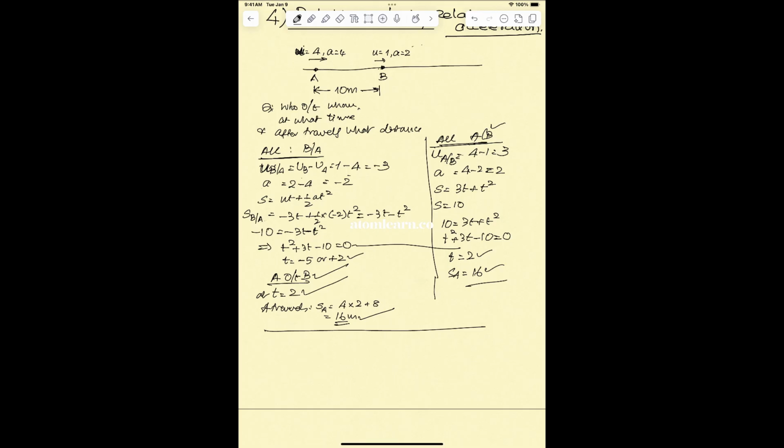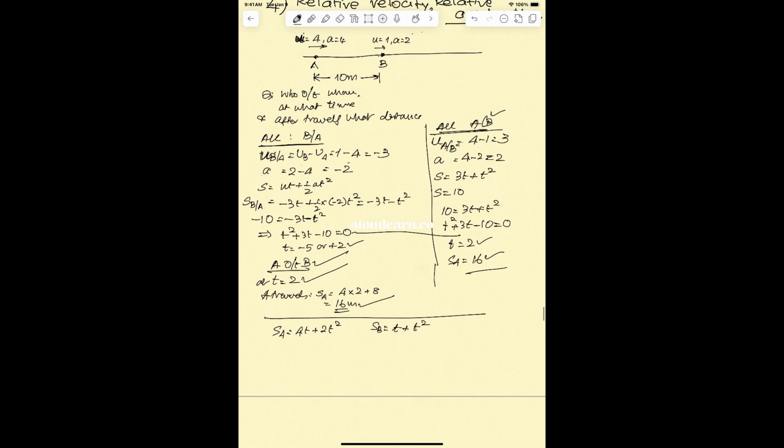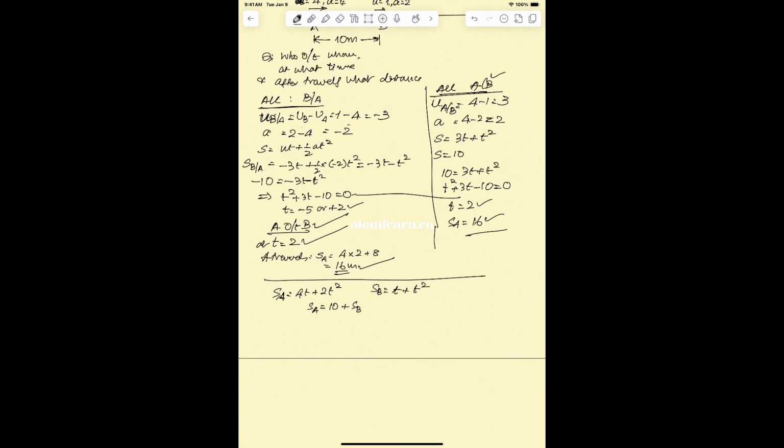Now let me apply this concept for individual equations. Individual equations we will now solve. Therefore SA calculation is 4t plus half into 4 into t squared, 2t squared. Now SB calculation is ut, which is 1t, plus half a, which is 2, into t squared. Now this is SB. Then what is the condition? The condition for overtaking is A should travel 10 meters more than what B does.